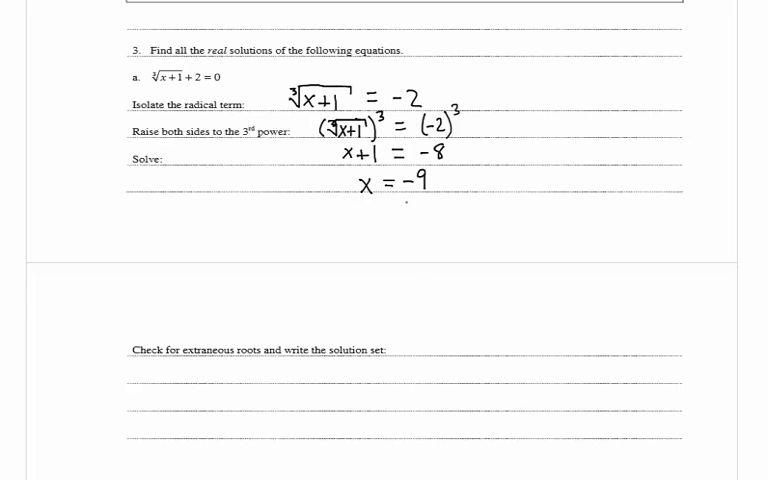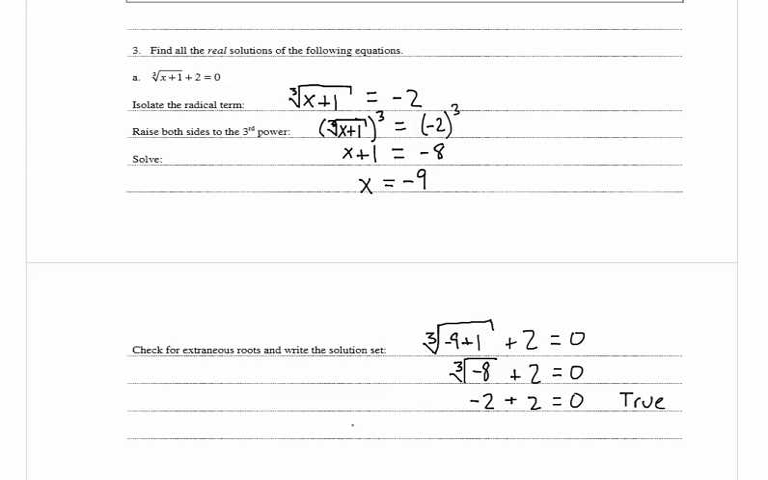So now we need to see if we plug negative 9 into the original equation, if it's true. So we have the cube root of negative 9 plus 1 plus 2 is equal to 0. And negative 9 plus 1 is negative 8, so we have the cube root of negative 8 plus 2 is equal to 0. And then the cube root of negative 8 is negative 2. Then plus 2 is equal to 0. And this is true. So negative 9 is the solution set.